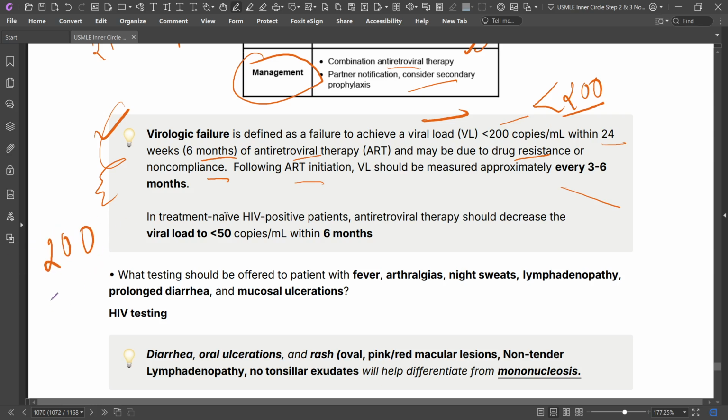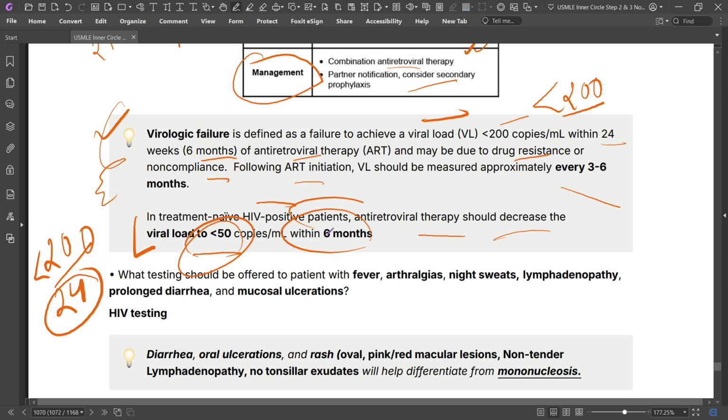So 200 and 24, these are the two numbers you have to remember. We try to reduce the viral load to less than 200 copies within 24 weeks, like 6 months after giving antiretroviral therapy. If this does not happen, think about virologic resistance and measure the viral load every 3 to 6 months. In treatment-naive HIV positive patients, antiretroviral therapy should decrease the viral load to less than 50 copies within 6 months.